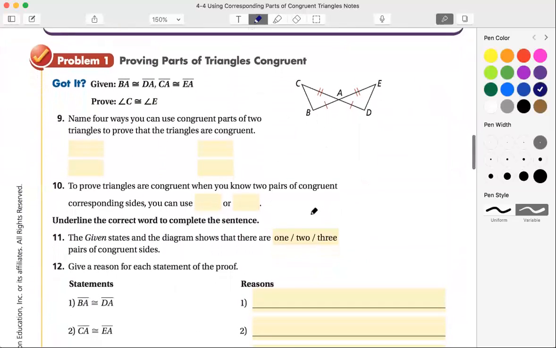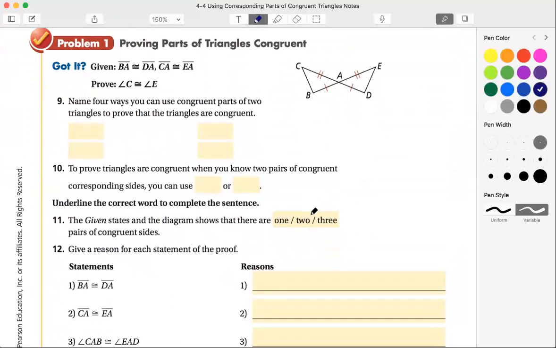All right, so here's problem number 1. So we're given some more information. We're given BA is congruent to DA. We're given that CA is congruent to EA. And we want to prove that angle C up here is congruent to angle E down here. So name 4 ways we can use congruent parts of 2 triangles to prove the triangles are congruent.